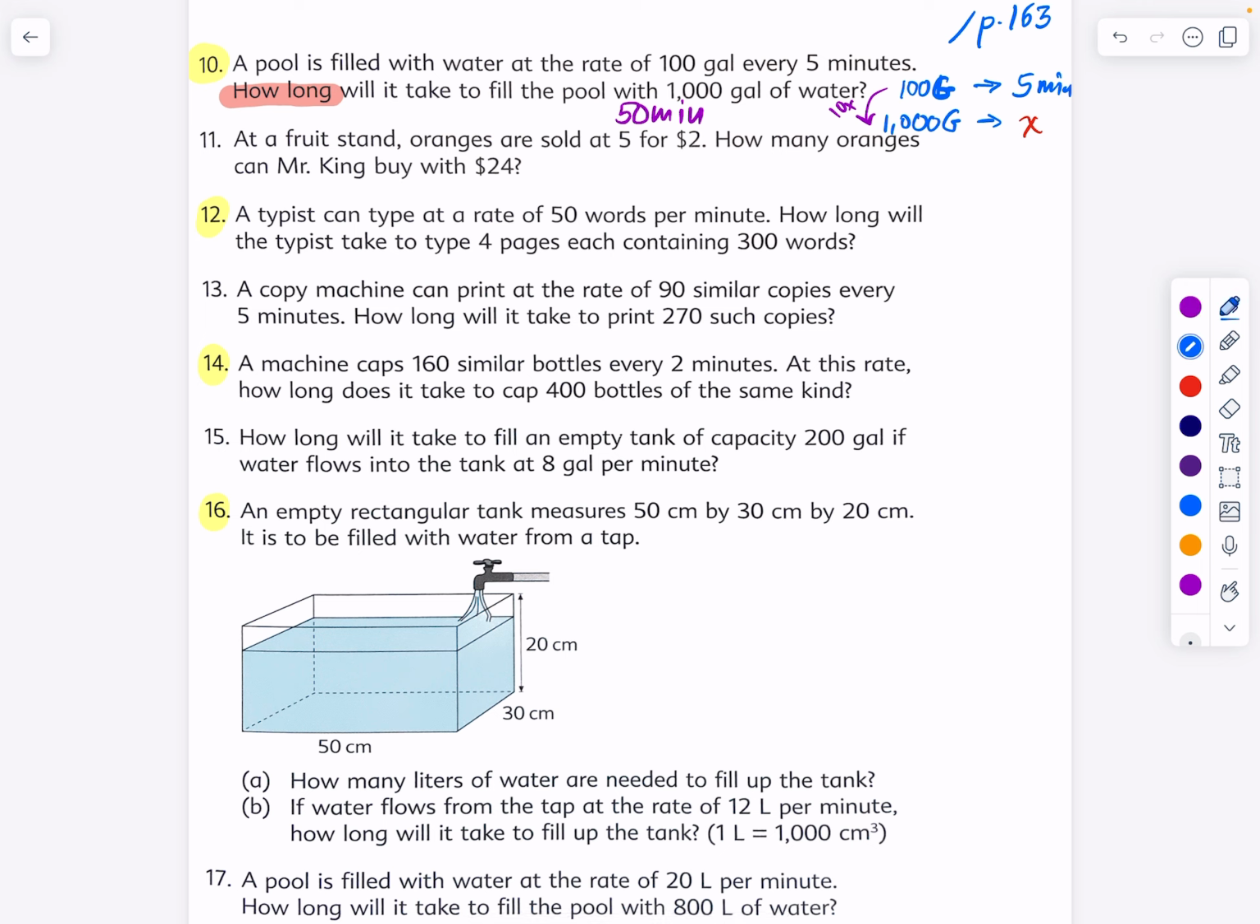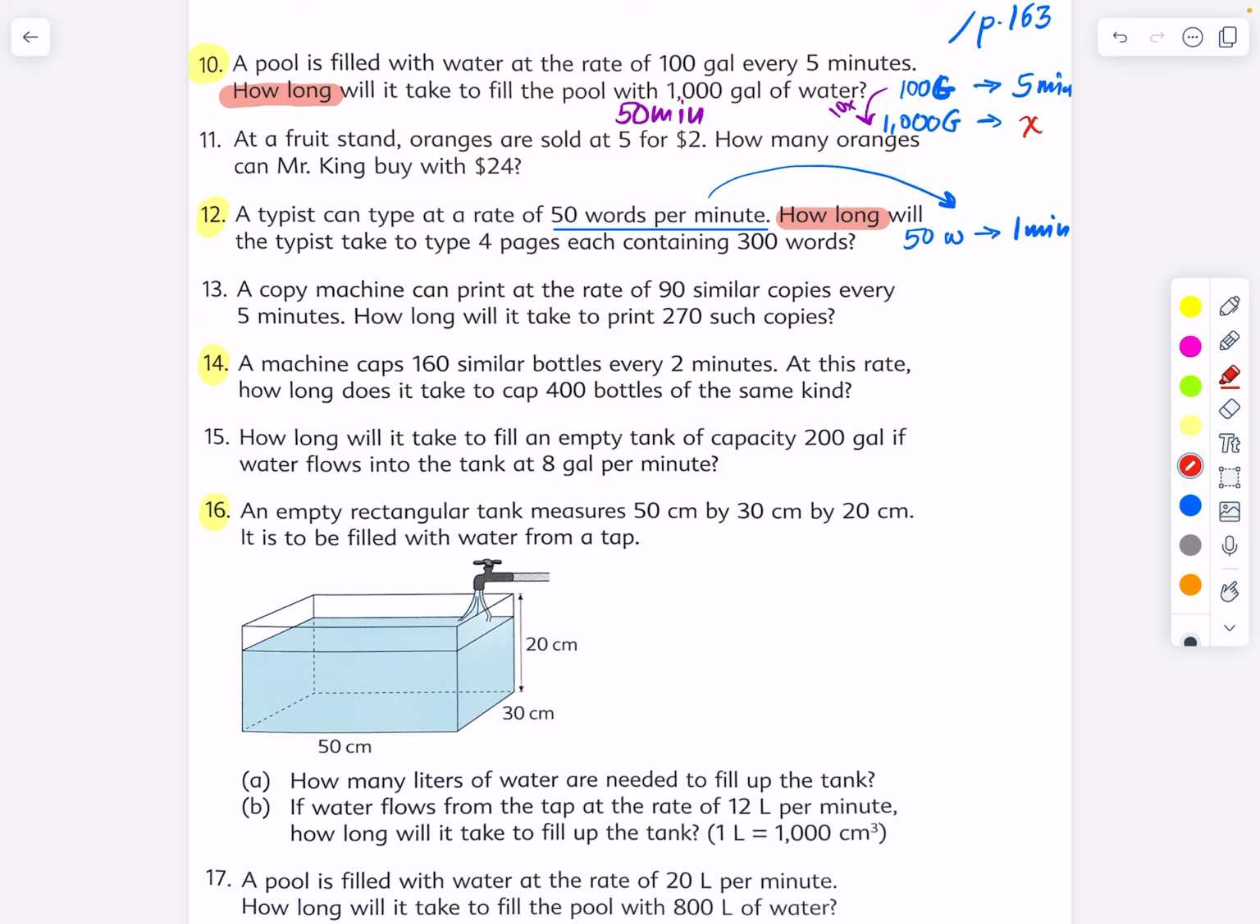Next problem, a typist. A typist is a person who types. Courtrooms have typists. Some offices have typists. A typist can type at a rate of 50 words per minute. That's the rate. It's a unit rate, right? It's 50 words. So let's write down 50 words in 1 minute. Let's write down what is given first. Well, what is the question? How long? How long will it take?